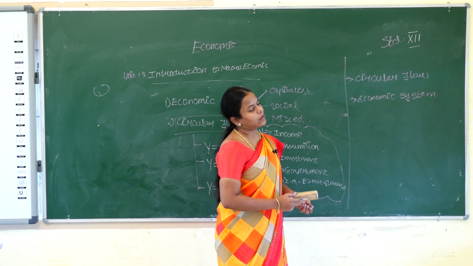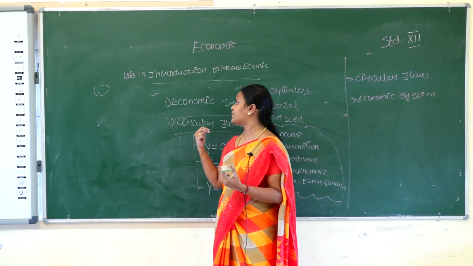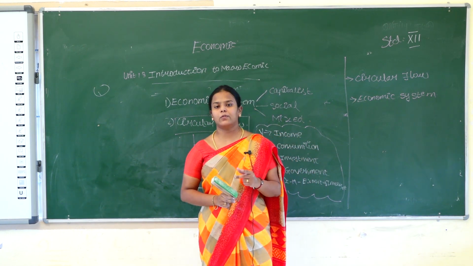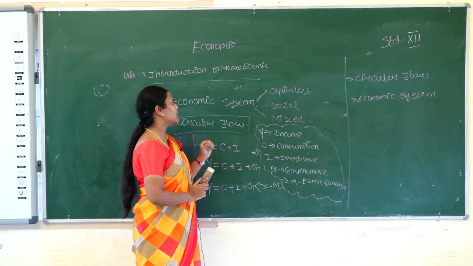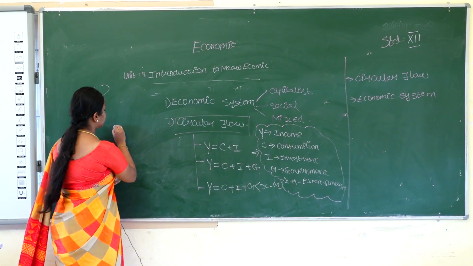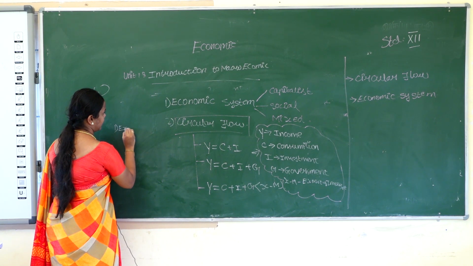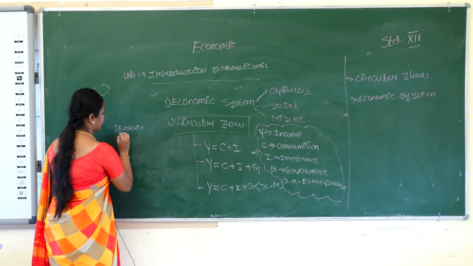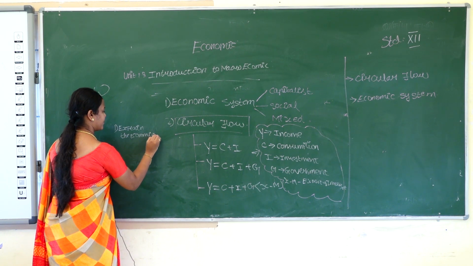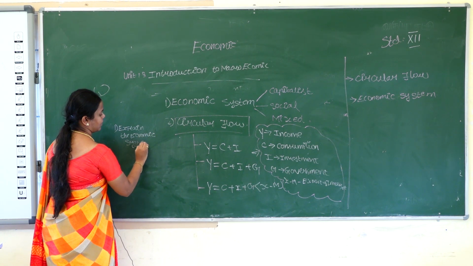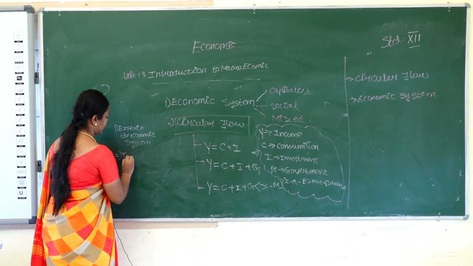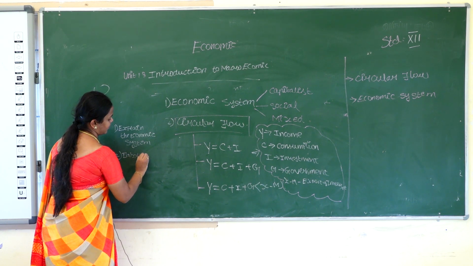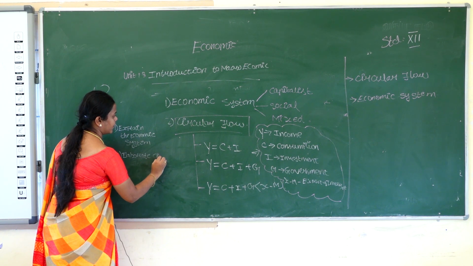In today's class we are seeing these two topics, that is economic system and circular flow. Please study; I give two questions. One is explain the economic system. And the second question is elaborate the circular flow of income.